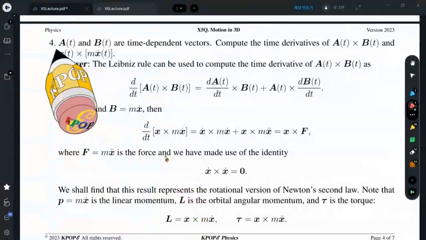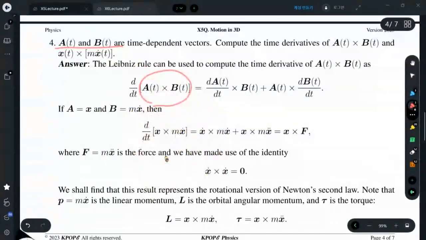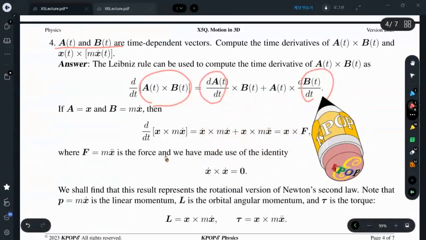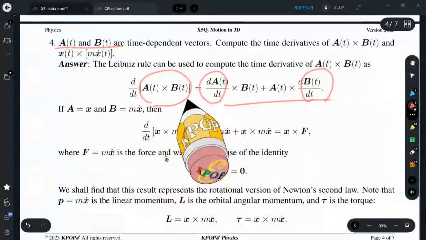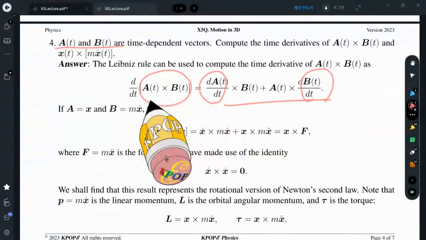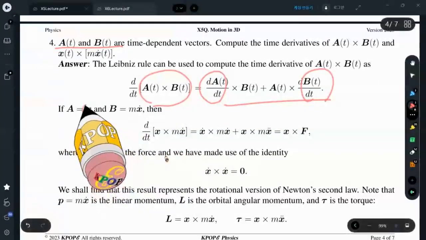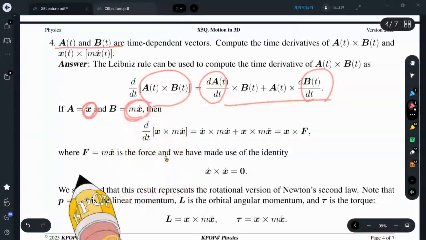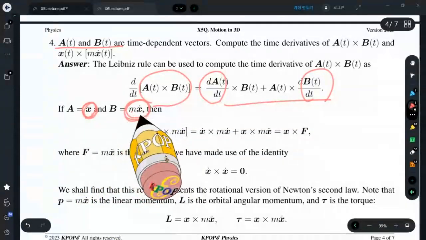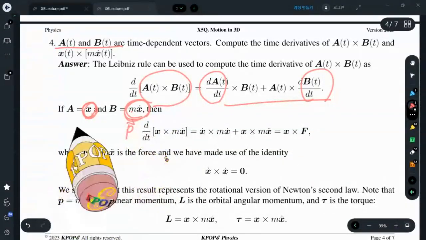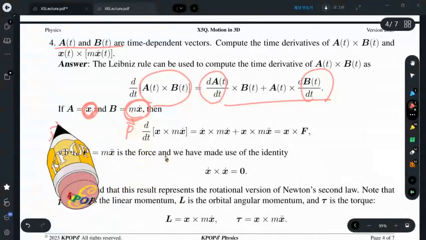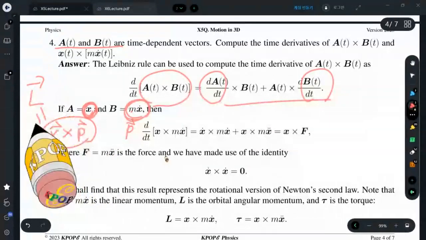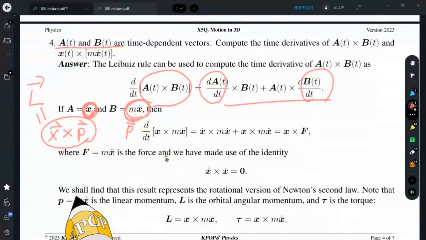We can apply the same method to compute the time derivative of the cross product of two vectors. Derivative, sum them all. We will find this application very soon. We substitute x and mẋ, that is mass times velocity, that is the linear momentum. So x is the position, cross product, linear momentum. It is called L, and it is called the orbital angular momentum.